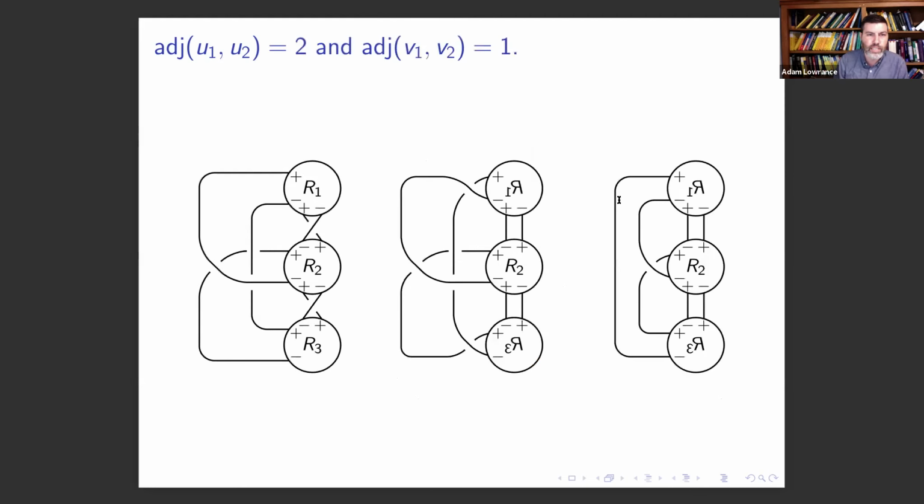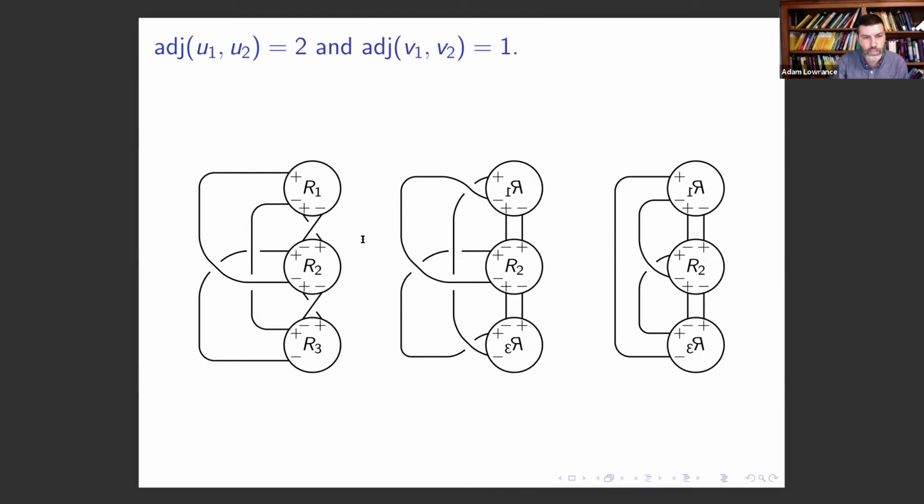I think I just did one of them being 2 and one of them being 1. The case where they're both 2 is very similar. In this case, here's my almost alternating crossing. U1 and U2 are here, and the adjacent faces between U1 and U2 are here and here. V1 and V2 are there, and the adjacent face between V1 and V2 is here.